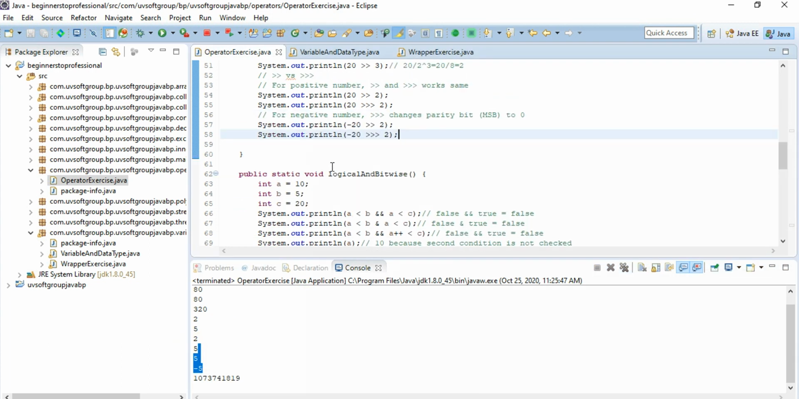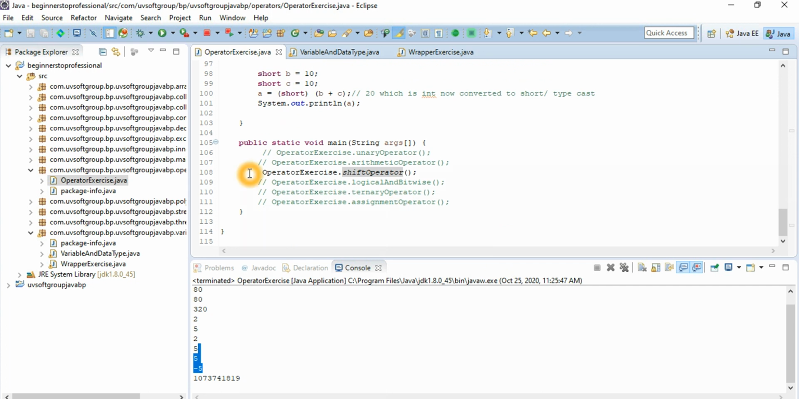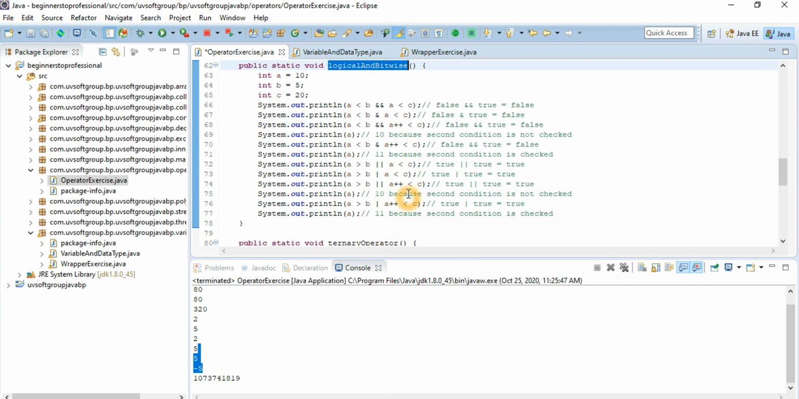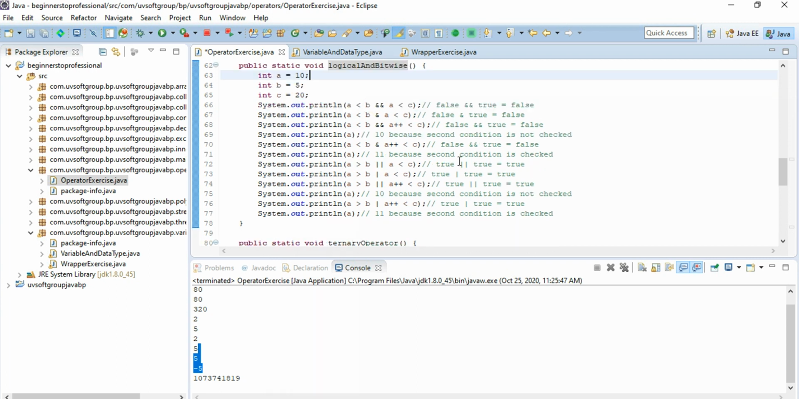So this is the most important one, the logical and bitwise operators. I already said, we need to take a really close look at these operators. So let's do it this way. The logical and bitwise operators. That means you have set A, B, and C. A is 10, B is 5, and C is 20.